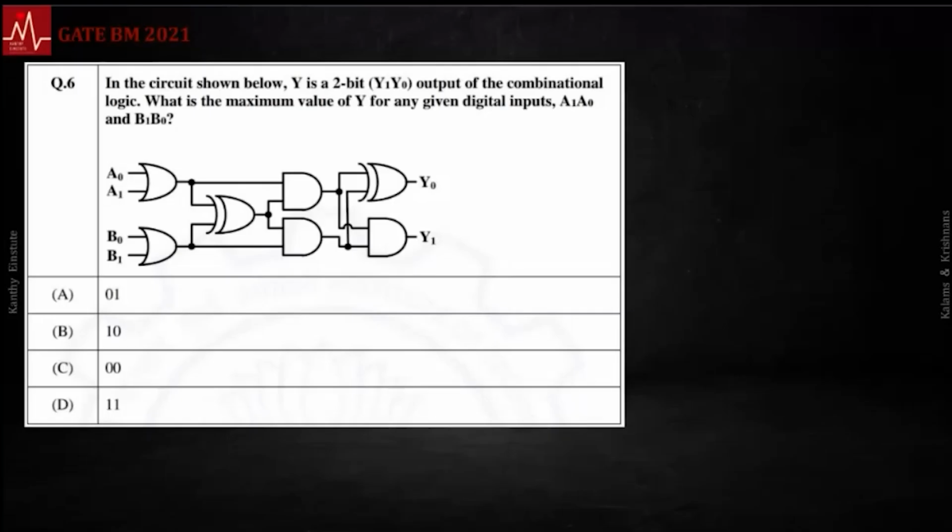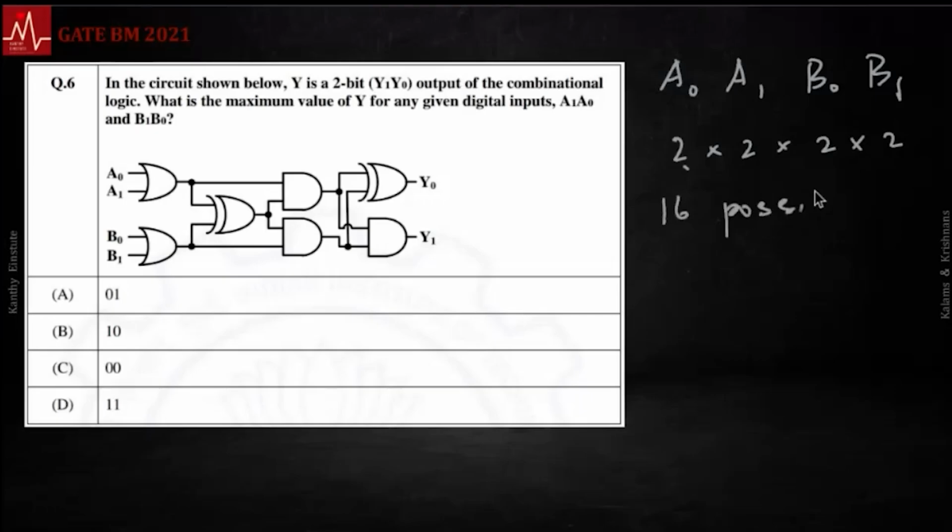Circuit shown below. Y is a 2-bit output of the combinatorial logic. You have 4 inputs, A0, A1, B0, B1. What is the maximum value of Y for any given digital inputs? Be careful. Notice A0, A1, B0, B1: you've got 2 possibilities here, 2 here, 2 here, 2 here. 2 power 4, so 16 possible inputs. You don't have time to check all those possible inputs.